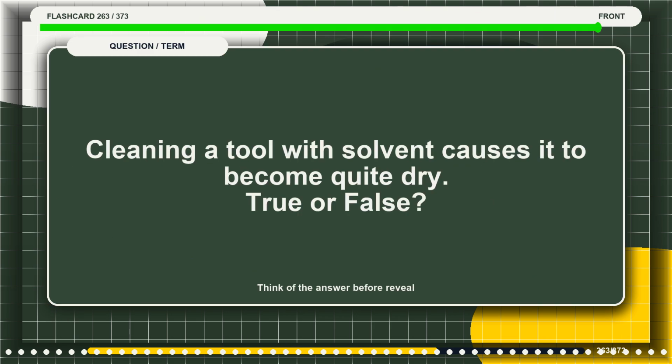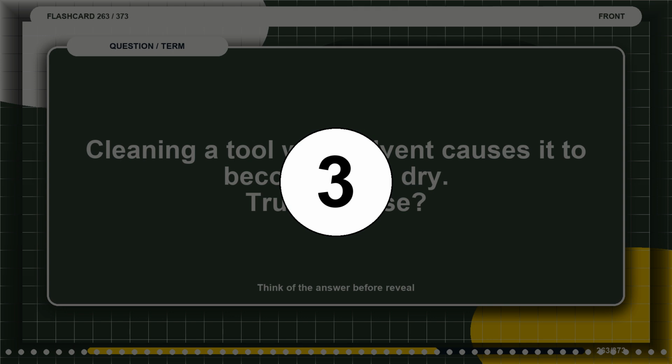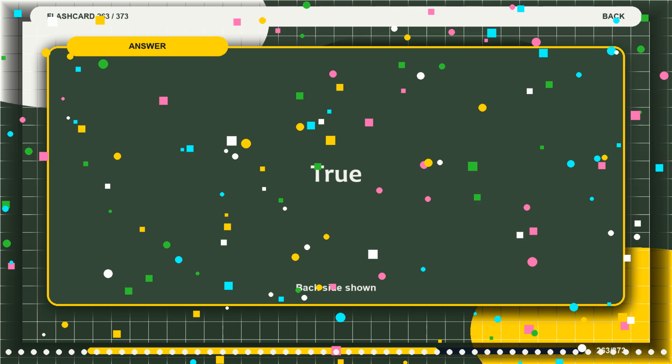Flashcard 263. Cleaning a tool with solvent causes it to become quite dry. True or false? Think of the answer before the reveal. The answer is true.